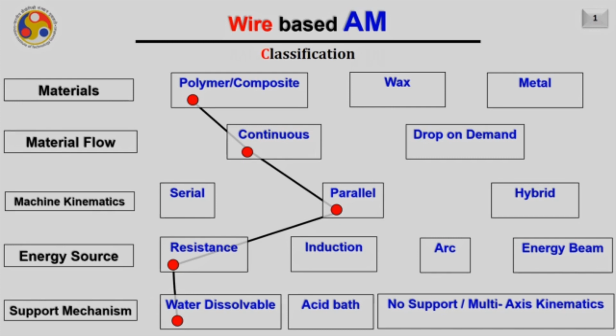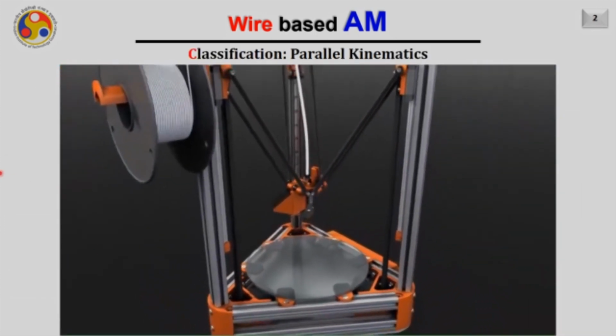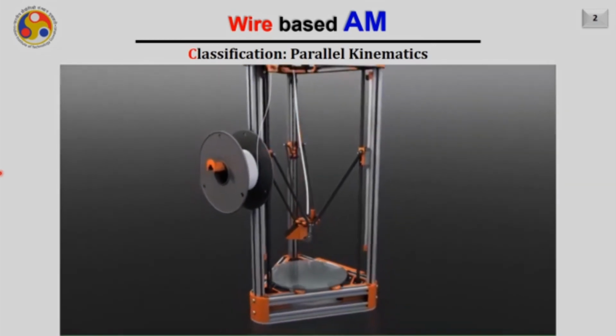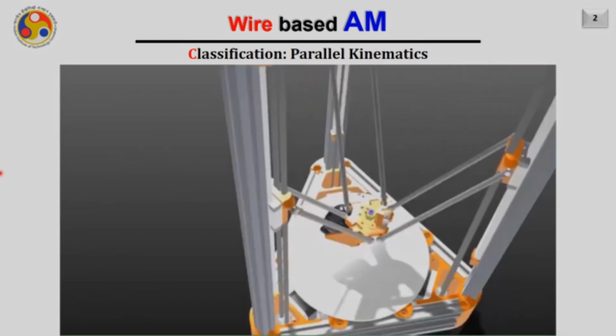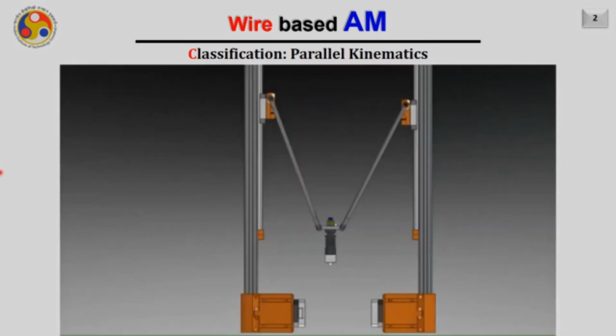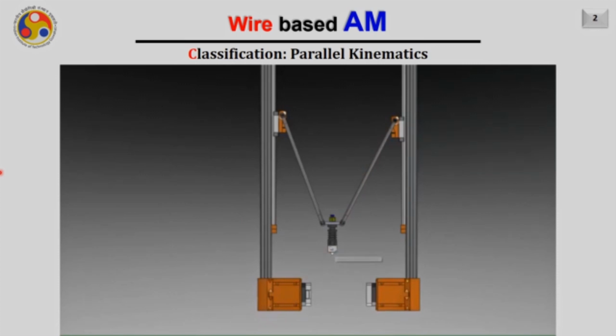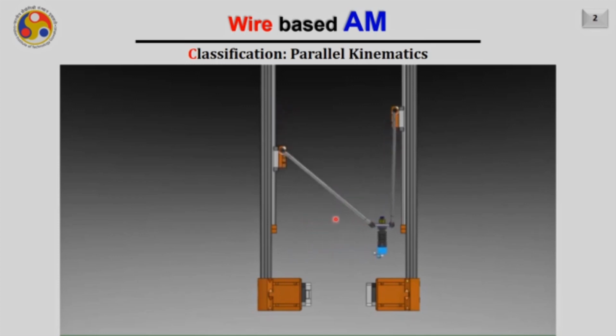The support which we are depositing will be easily dissolvable in water. So this is a typical parallel kinematic chain based FDM process. Unlike serial kinematics, in a parallel kinematic chain, the end effector is directly connected to its base by a number of, usually 3 or 6, separate and independent linkages working simultaneously. As you can see, this is the end effector where the extruder is mounted, and it is connected with some links simultaneously onto the base.